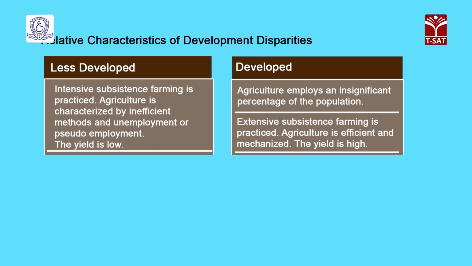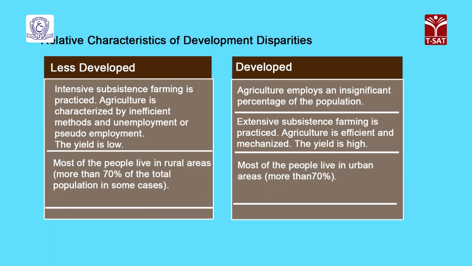On the other side, agriculture employs a significant percentage of the population. Extensive farming is practiced, but agriculture is efficient and mechanized. The yield is high. Most of the people live in rural areas, more than 70% of the total population in some cases. On the other side, most of the people live in urban areas, more than 70%.